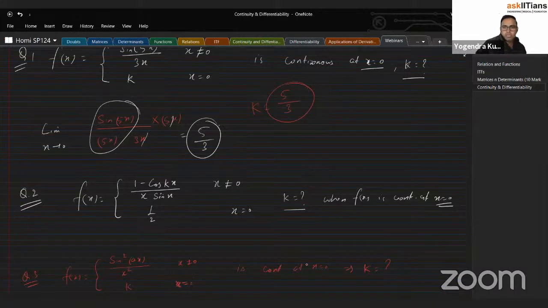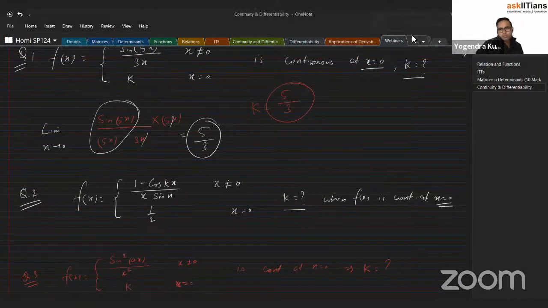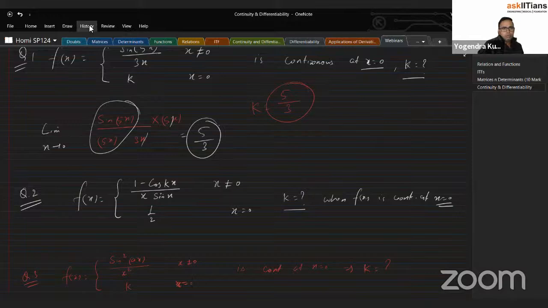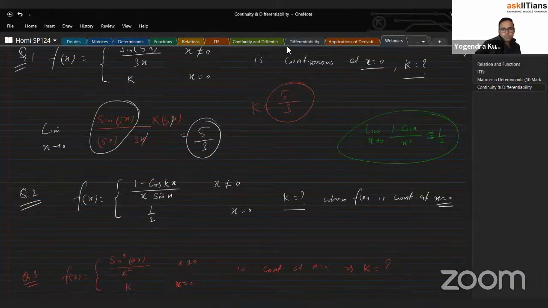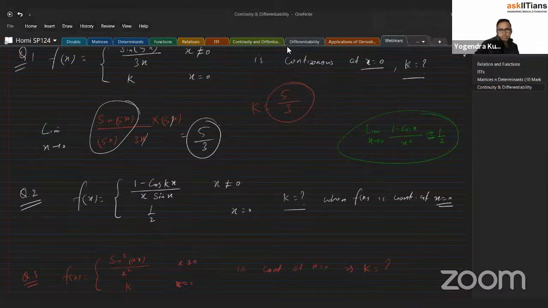You can do without that also, by the way. Limit x tends to 0, (1 minus cos x) by x square is equal to 1 by 2. If you want, you can remember this. If you do it this way, it will be faster. But if you don't know this also, then we should know how to do it. I'll tell you that, if you're not getting that.